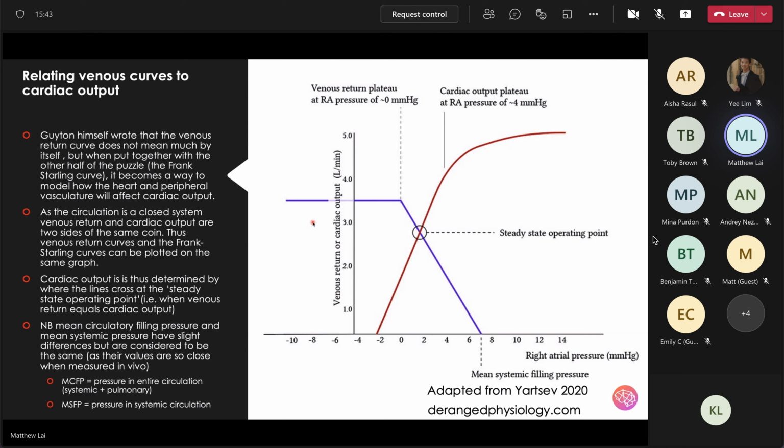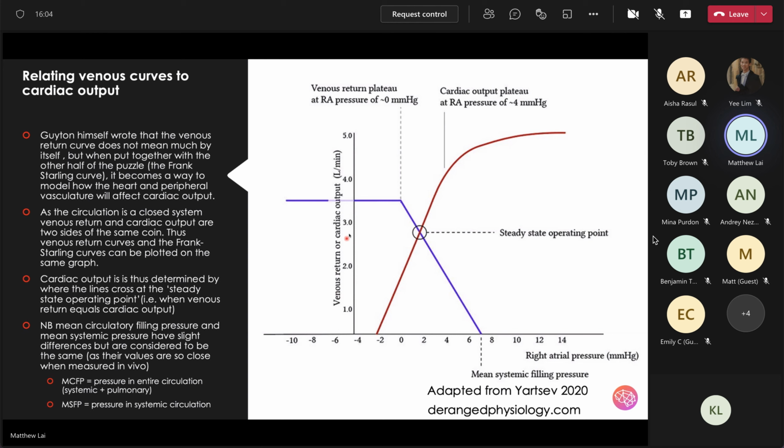So you're probably asking, why on earth can we put these on the same graph anyway? Well, the logic's kind of like this. Venous return and cardiac output are like two sides of the same coin, because if you imagine our circulation, the blood that comes out of the heart goes back into the heart. So that's why we can plot these on the same graph.